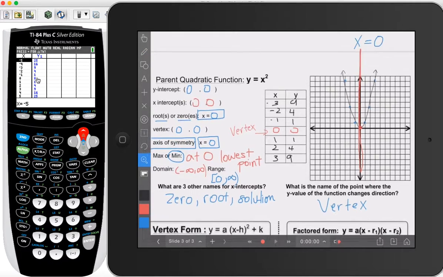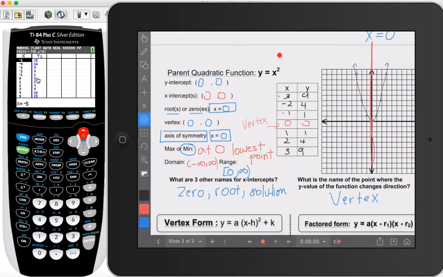So this is the parent function. I can always plug in the equation y equals, and then I can go to the graph to see how it looks. I can then click second graph. I can go to the table, find the vertex and all the important points I want.